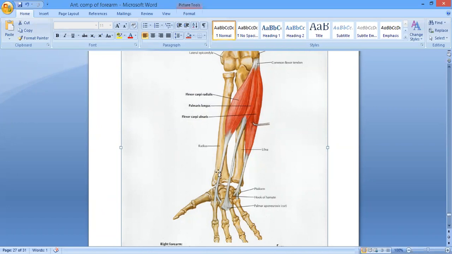On the posterior aspect, right at the back side, there are the extensor muscles: extensor carpi radialis longus and extensor carpi radialis brevis. So with these two muscles, it is also performing the abduction of the wrist. Flexor carpi radialis, along with the extensor carpi radialis longus and brevis, is also the abductor of the wrist. When they contract, they abduct the wrist and move it, right.